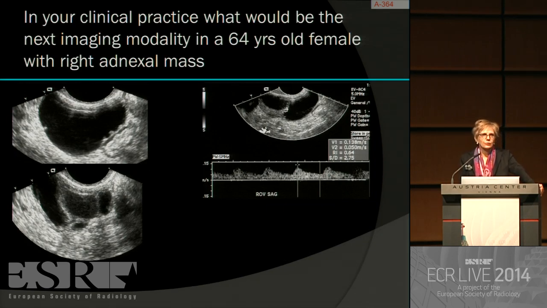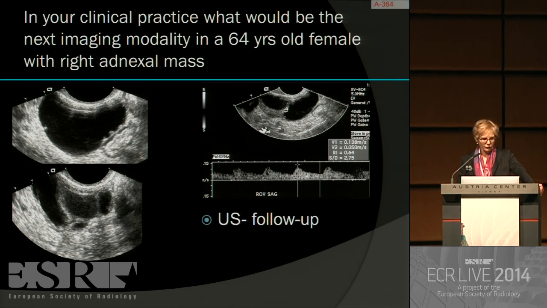And before I go into detail, I'm interested in your clinical experience. This is a lady, she's 64 years of age. She presents with a mass that is cystic, that has thick septations, and there might be a solid lesion at the border of these lesions. So what would you do in your clinical practice?